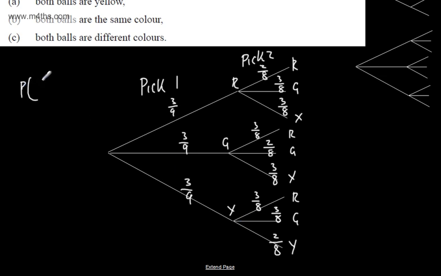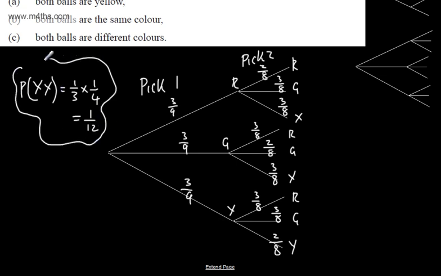So the probability of yellow and yellow, we're simply going to follow that branch, yellow, and then this branch, yellow. So we're going to have on here 3 over 9, which is 1 over 3, multiplied by 2 over 8, which is 1 over 4, and that gives us 1/12. So the probability that they're both yellow is going to be 1/12.